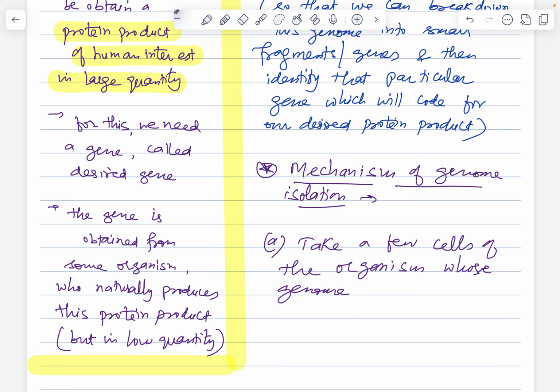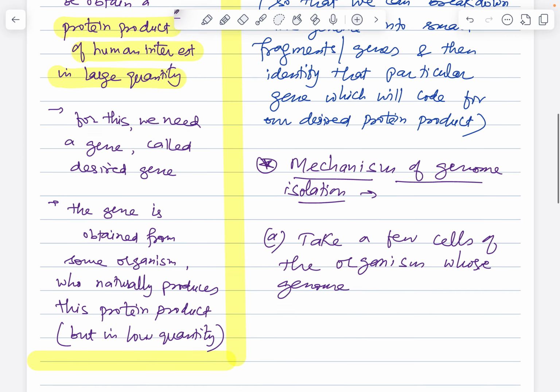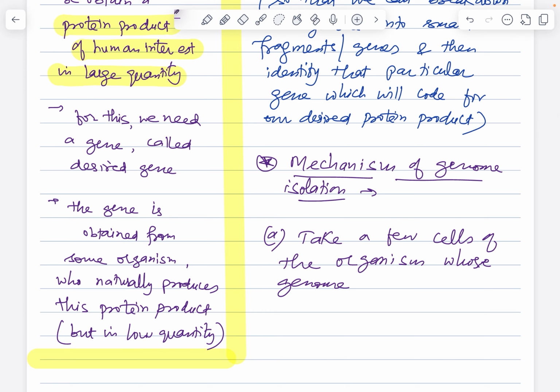If you want a protein product that is produced by maybe a yeast, you'll require the yeast genome. If you want to obtain a protein product which is naturally produced by a plant, but you want that product in high quantity, you have to take out the genome of that plant, obviously. Okay, so what we need to do is take a few cells of the organism. Like if I want to isolate a genome from a plant, just take a bunch of plant leaves. That is basically a group of a few cells or tissues of the plant.